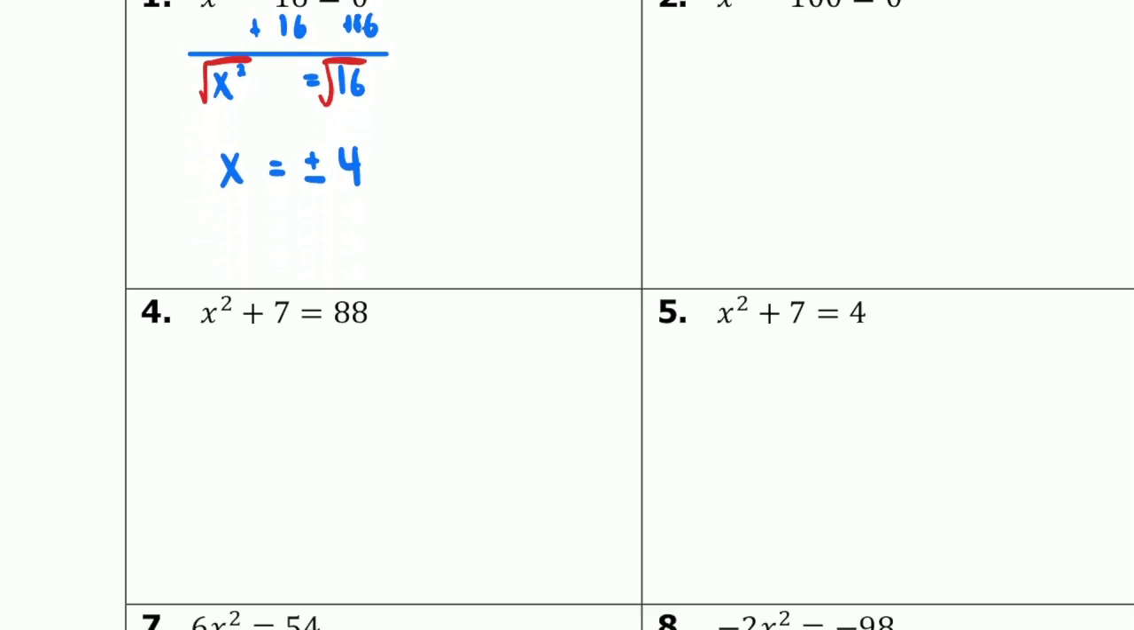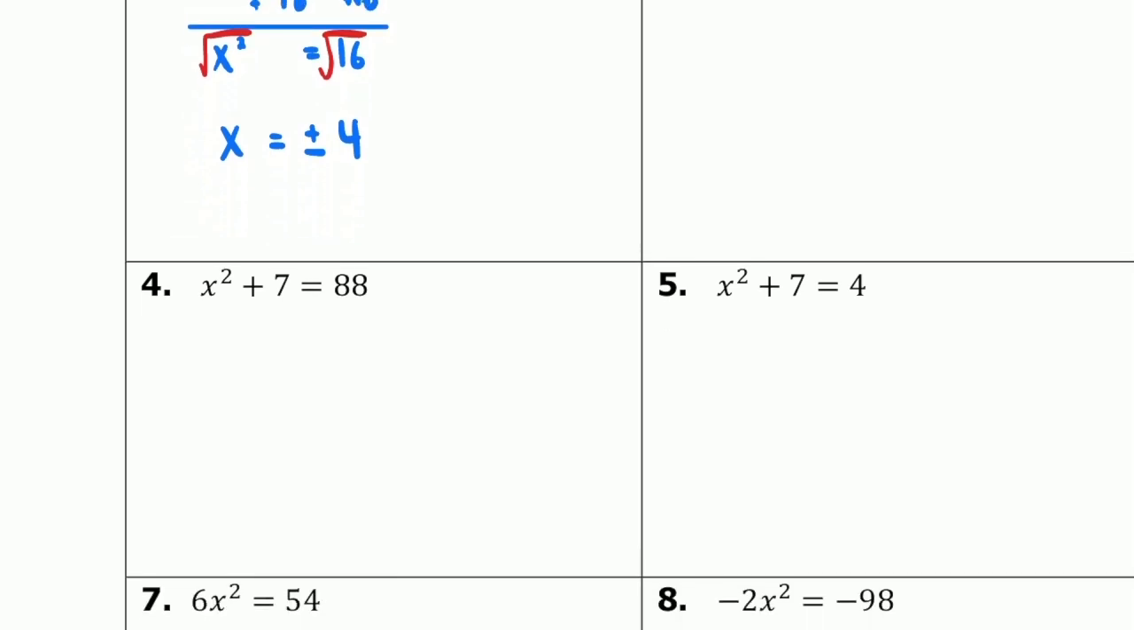Next question then, I have x squared plus 7 is equal to 88. I go ahead, I subtract 7 from both sides. So then I'll get x squared is equal to 88 minus 7, which is 81. Now that x squared is isolated, I go ahead and take the square root of each side, which will leave me with x is equal to the square root of 81, which is going to be 9. So plus or minus 9.